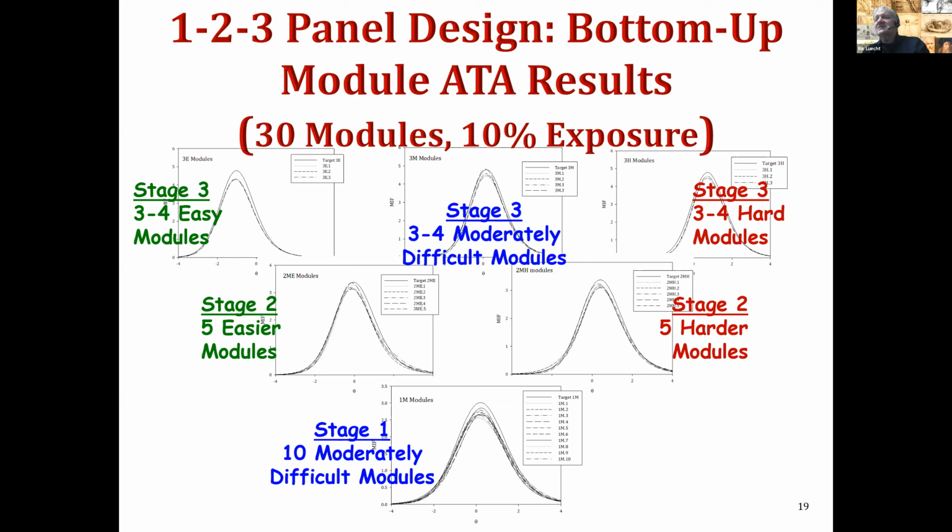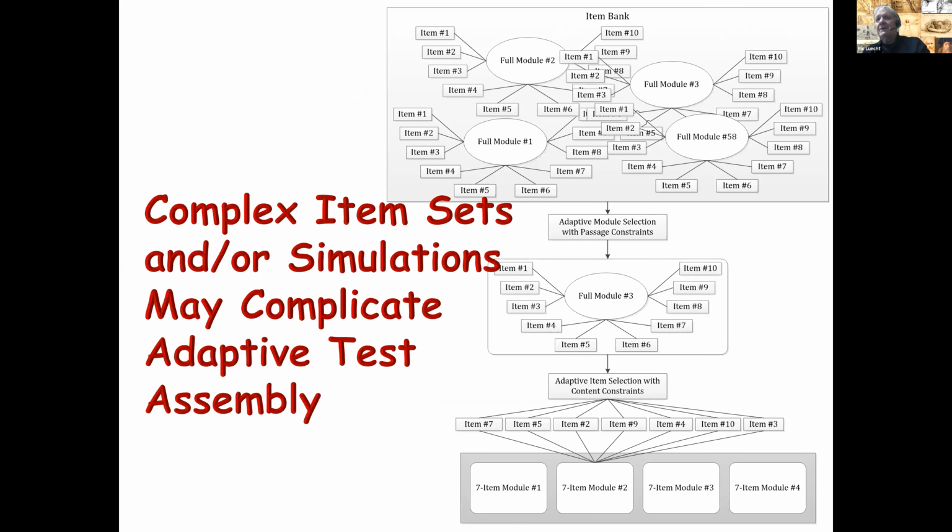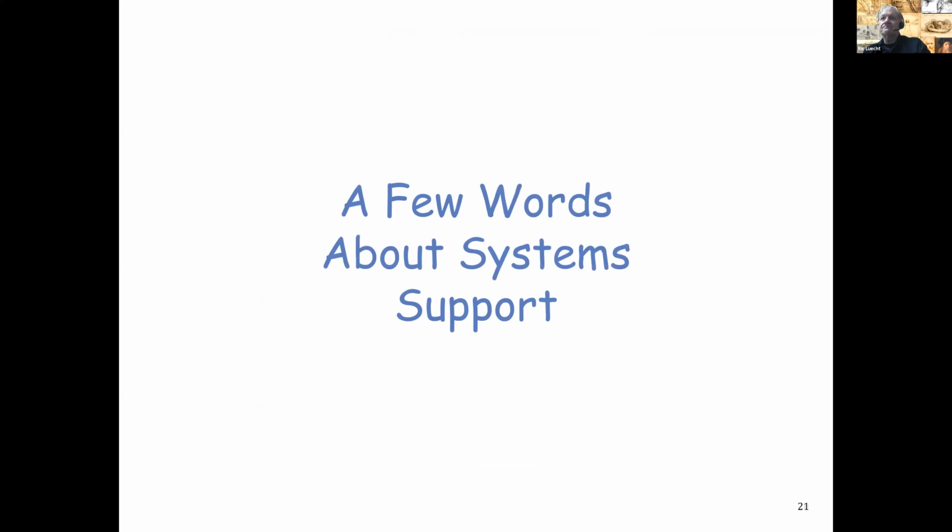And by the way, the test assembly, if we did this with certain software, might take hours or days. If we do it with heuristic ATA software, this actually took 0.02 seconds to run these 30 modules and build them. If, again, you've got complex item sets, you've got simulations based in, the modules just become far more complicated to put together because you have fewer degrees of freedom there.